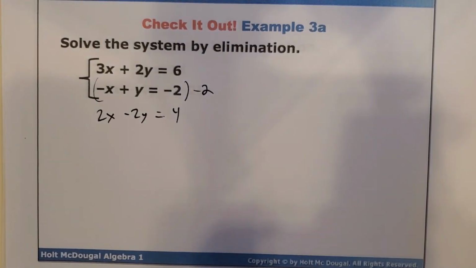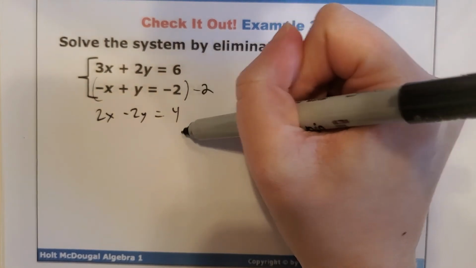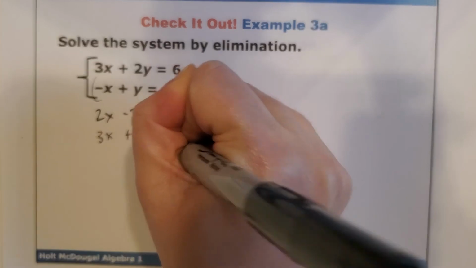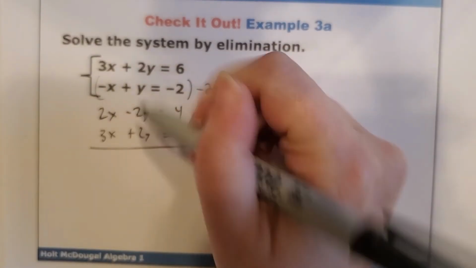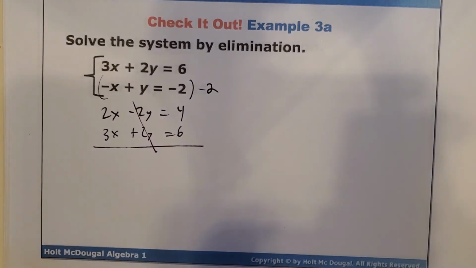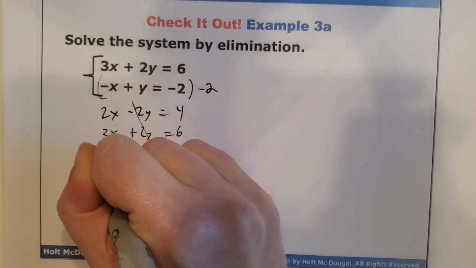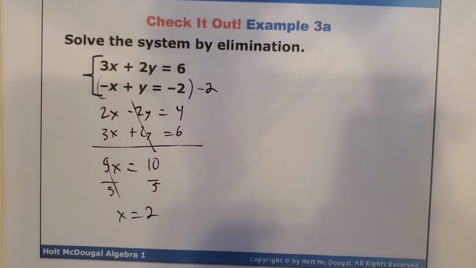And since we worked with the second equation, just for the sake of organization, I'm going to rewrite this first equation right below it. 3x plus 2y equals 6. And then it's a lot clearer to say, okay, negative 2 plus 2 cancels out. 5x equals 10. Divide by 5. X equals 2. And then same thing.